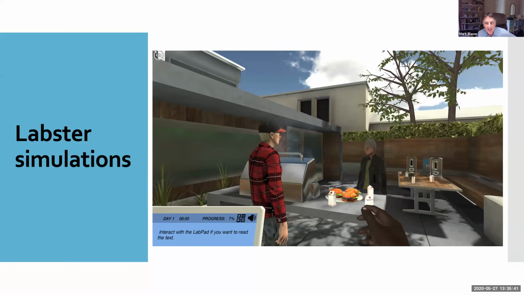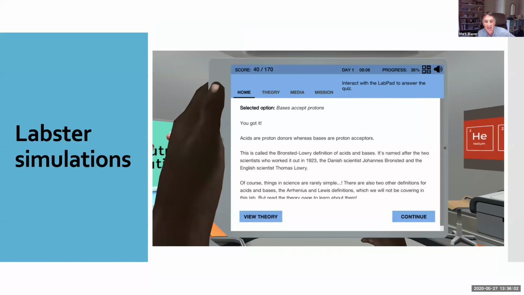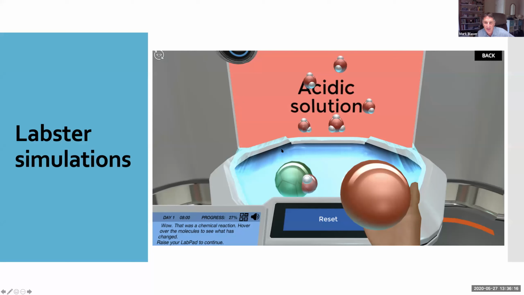There's, generally speaking, a sort of real life scenario, relatively corny introduction with some virtual characters. So here, this is ending up being an introduction to acids and bases via diet and dietary effects and how that might pertain to acids and bases. And then you're given instructions, some background, some resources via what they call lab pad. So this is information that you refer to.